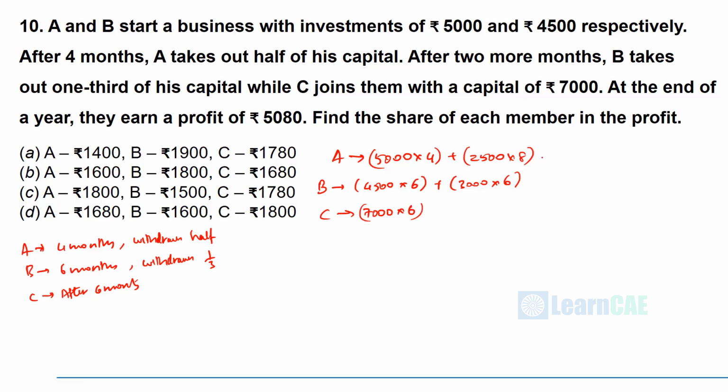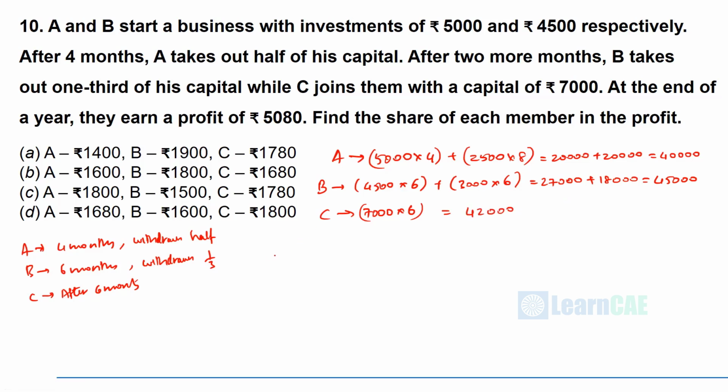Okay, now we shall calculate the values. 5 4s are 20, 20,000 plus 25 into 8 is 200, another 2 zeros. So this is equal to 40,000. For B it is 90 into 3, so that is 270. 270 followed by 2 zeros. And for this one it is 18 followed by 3 zeros. So this is 45,000. And C, this is 7 into 6 is 42 followed by 3 zeros.